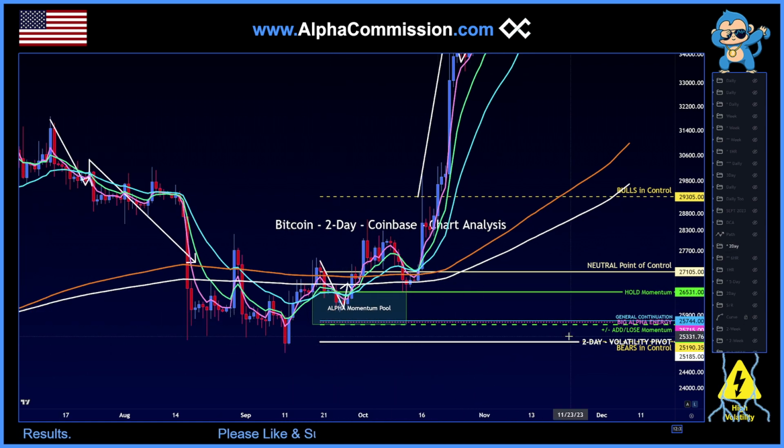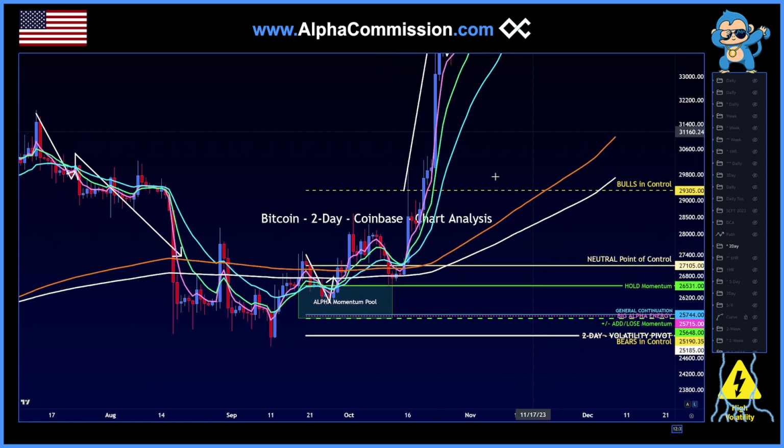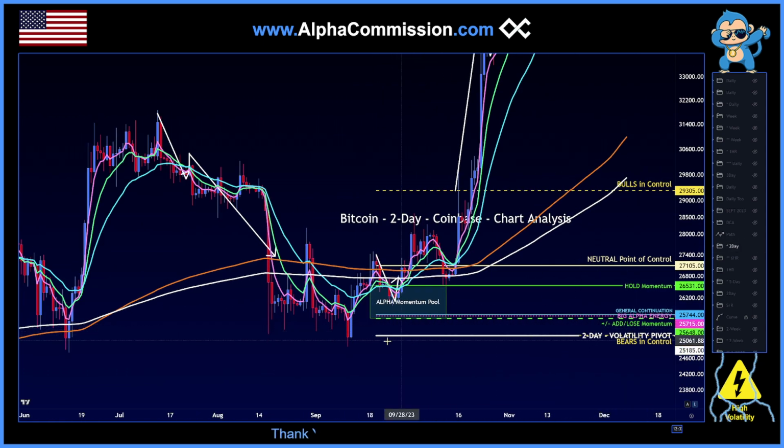And what you can see is that we had the volatility pivot underneath us right here, okay? Based upon this price action on a granular level, we had a 2-day pivot over here. We ended up just pivoting around the hold momentum, and then we launched off of it, and we got above that neutral point of control. You can see we tapped the bullish control zone and we just rocketed off of it. So that's what I mean by when you're above the volatility pivot, your bias is to the upside, above the pivot, above the pool, basically permission to long as long as you have other confluences here.